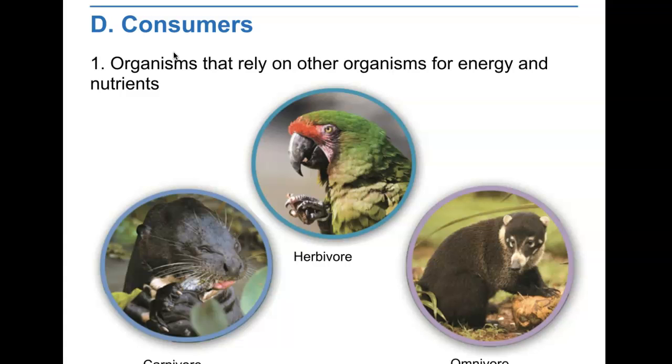Animals, fungi, and many bacteria cannot harness energy directly from the environment as primary producers do. These organisms are known as heterotrophs. They must acquire energy from other organisms, usually by eating them. Heterotrophs are also called consumers. Consumers are organisms that rely on other organisms for energy and nutrients.